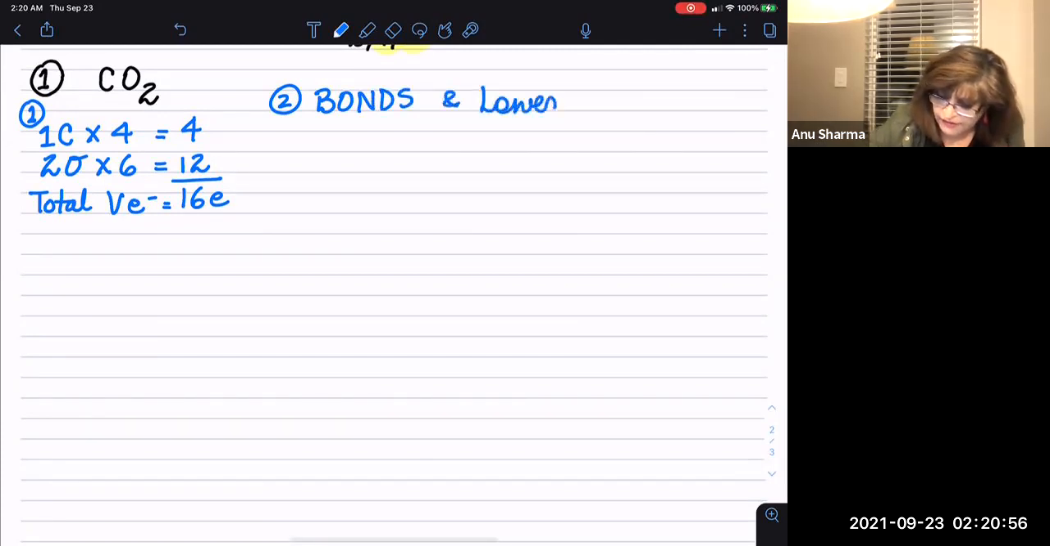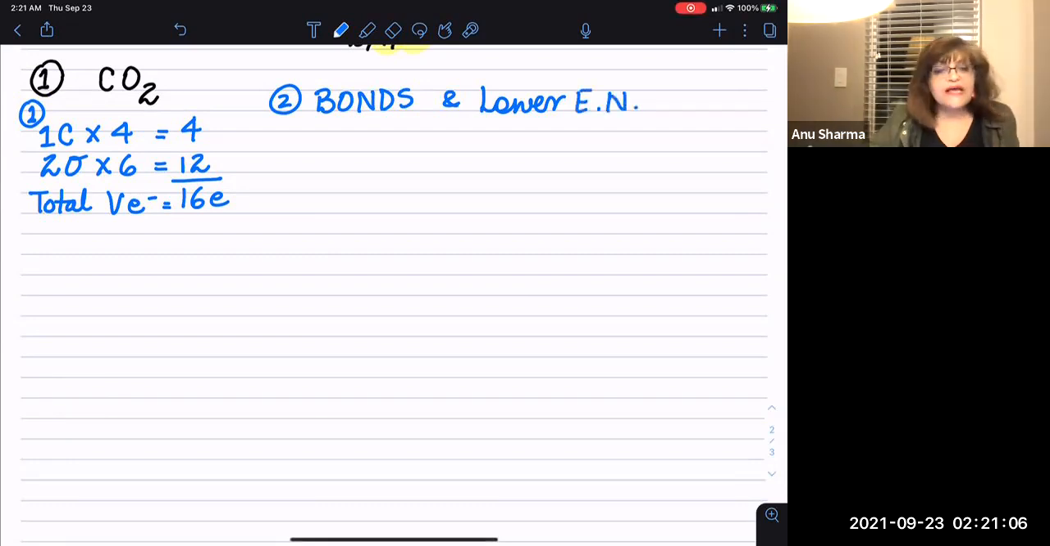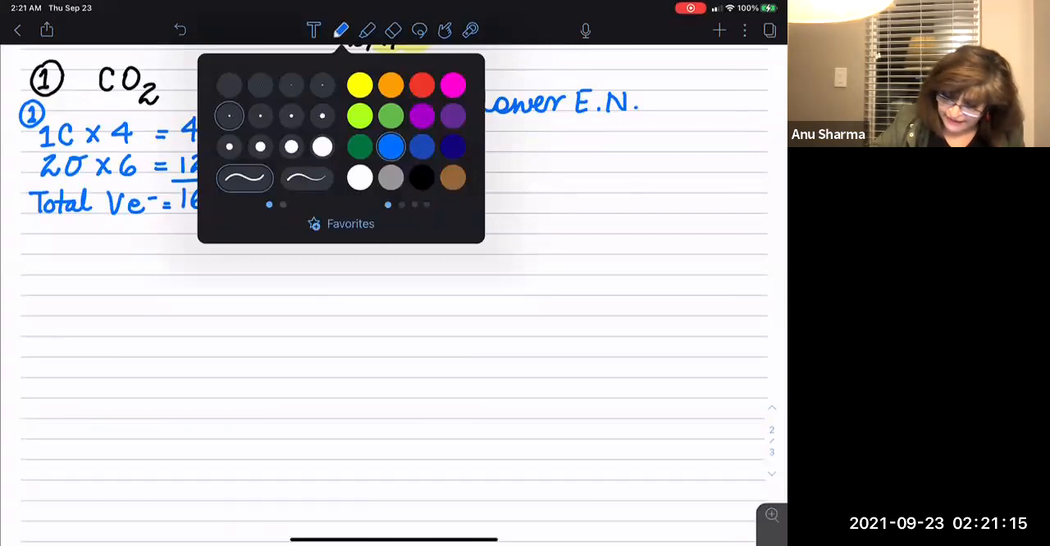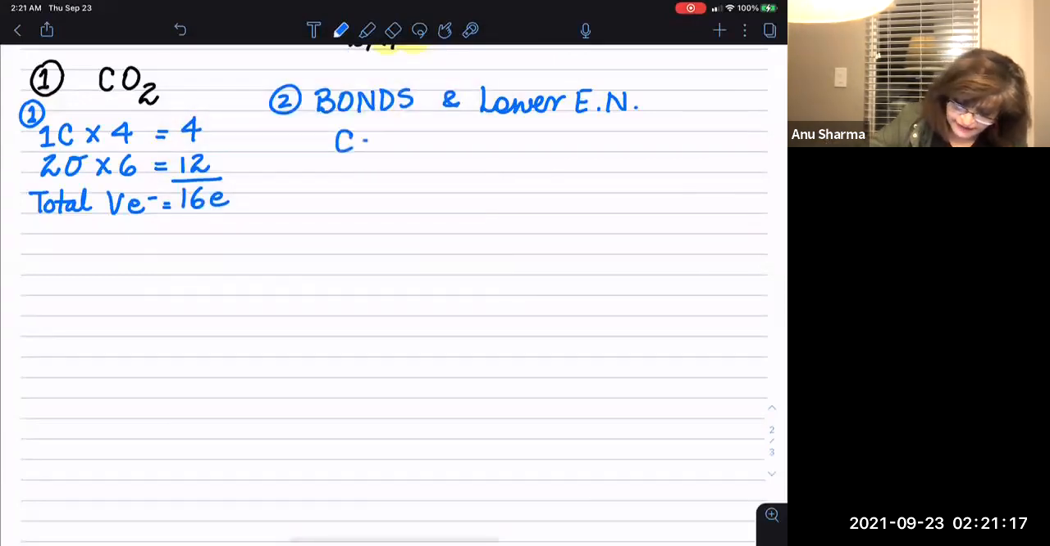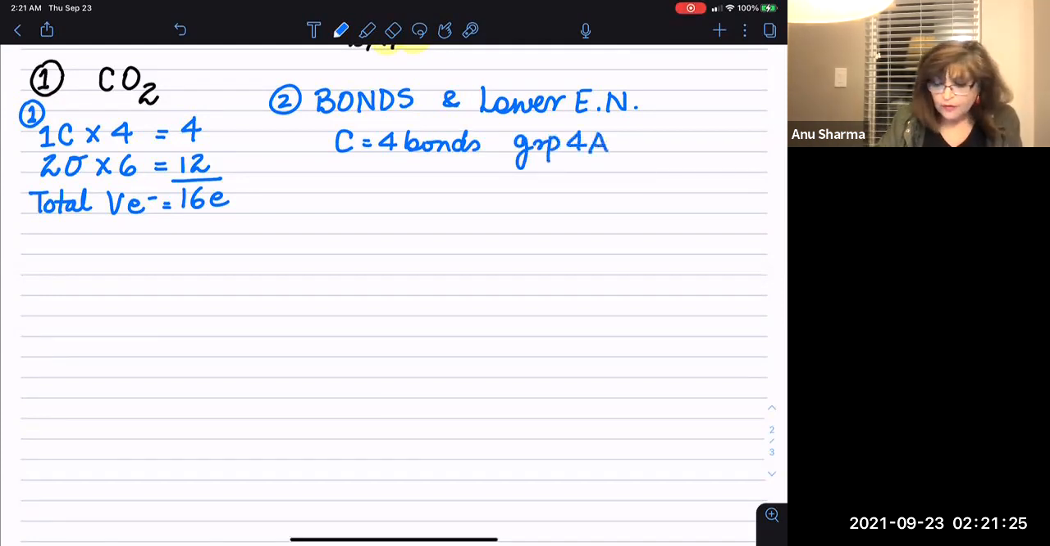Next is which one is going to make the maximum number of bonds and has lower electronegativity, although electronegativity is not all the time a foolproof thing, because sometimes atoms can have a higher electronegativity and they can still be in the center. So we'll look into that. But anyway, here come the bonds. We see carbon can make 4 bonds, group 4A. All this is covered in the tables that were done with the nomenclature, so refer to that, and also in the handout.